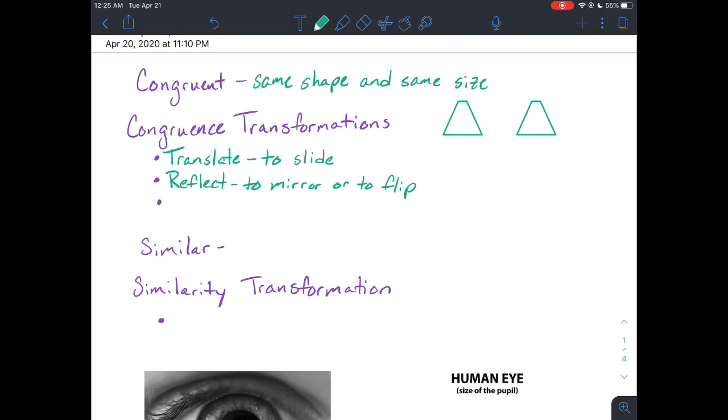And then the last congruence transformation that we looked at so far were rotations. The word rotate means to turn. Right? So you can move it in a circle around a point. It changes the location and orientation, but not the size or shape, so the two figures are congruent.